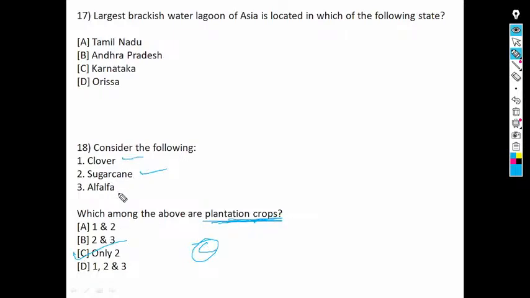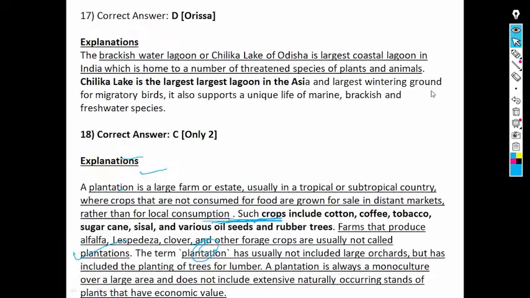So clover and alfalfa, if we look at plantation crops, these are different categories. Alfalfa is basically nutritious grass. We will discuss. Next.